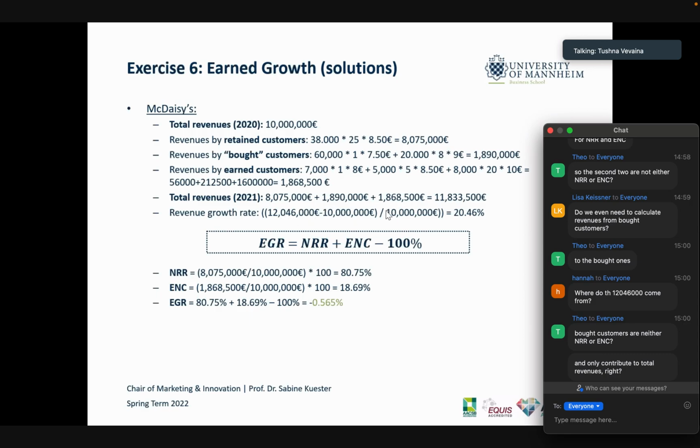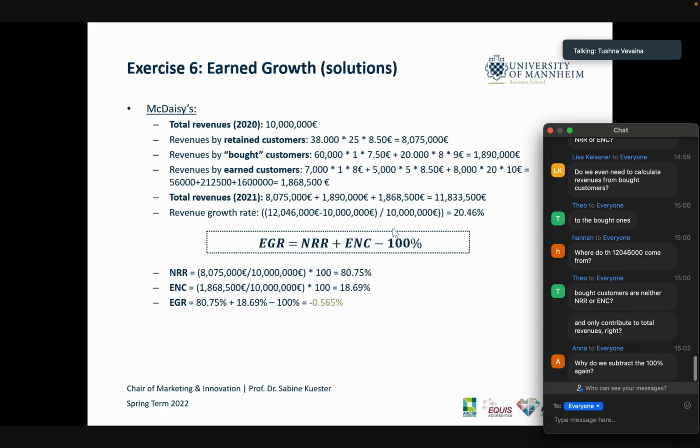You're ideally supposed to calculate the difference between your total revenue for 2021 minus 2020's revenue and divide by your original revenue. So you're getting about 18.5% versus 20.46%, but you still see that your EGR is comparatively much lower, and that's because of your bot customers. You have a very high number of bot customers contributing to your overall revenue growth, and that's the reason we ask you to calculate the bot customers.